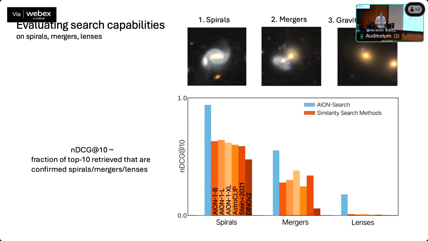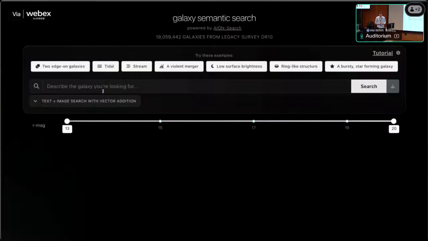And when we actually develop a metric, this NDCG, which was used for document retrieval for RAG, you can just think of it as 0 means that it retrieves no spiral galaxies, and 1 means that in the top 10, all of them are spiral galaxies. And you can see that, compared to image similarity, we're actually able to do quite well.